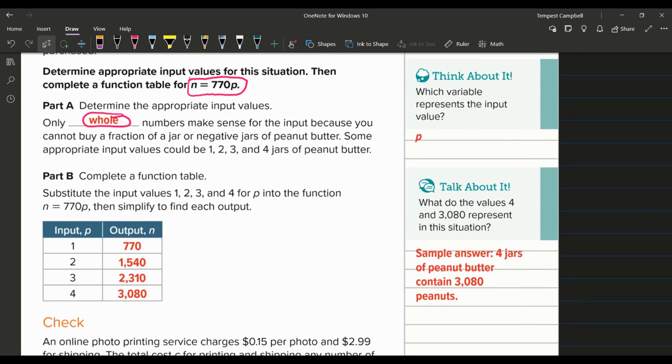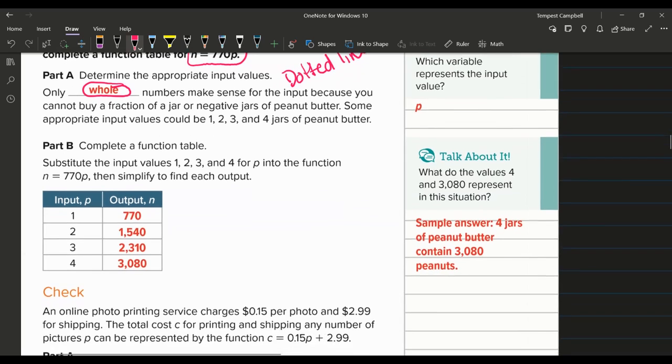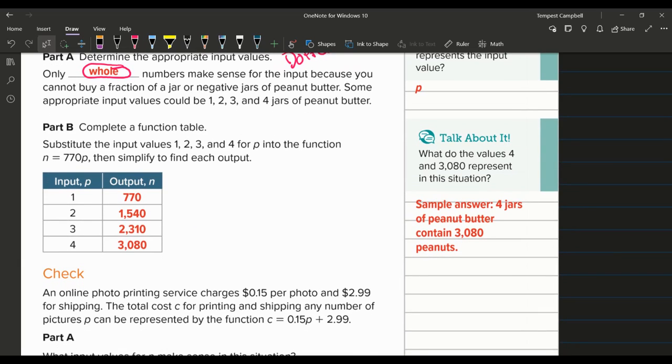Remember how before we were talking about a dotted line? Because we can only have whole numbers, we're going to have a dotted line, because we can't have half of a jar, and we can't have negative jars, so they have to be whole numbers. So we're going to use 1, 2, 3, and 4.